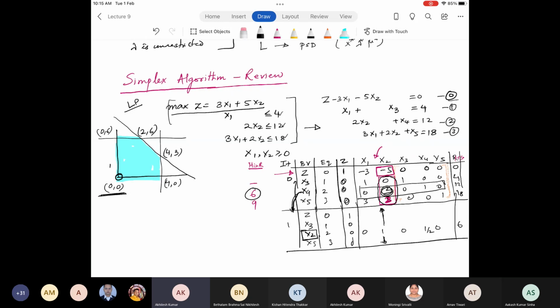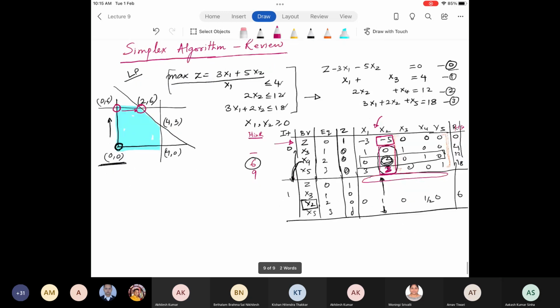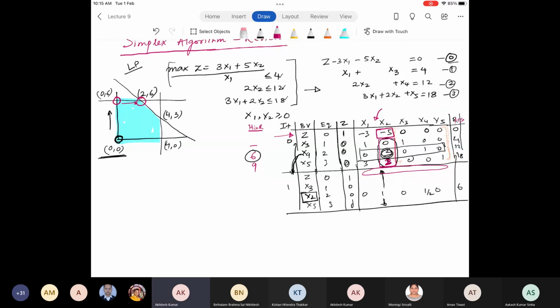What you will see in this case is that first we started at 0, 0, then we will reach 0, 6, and then we will reach 2, 6, which is the optimal solution. And all the coefficients in the 0th equation, when we reach 2, 6, will become greater than or equal to 0. And then we say that we have reached optimality. Is it a quick review? You remember things? Now the problem starts.